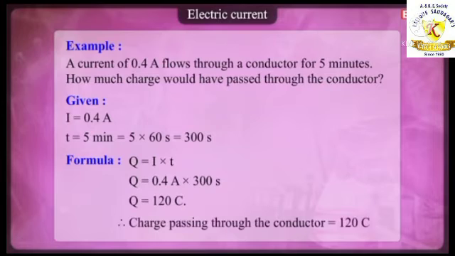Now, what's the formula? Q is equal to I multiplied by T, where Q is the charge, I is the current and T is the time. So, Q is equal to 0.4 ampere multiplied by 300 seconds. It will give you Q is equal to 120 coulomb. What is Q? That is the charge passing through the conductor. So, the final answer to how much charge would have passed through the conductor: the charge passing through the conductor is equal to 120 coulomb.